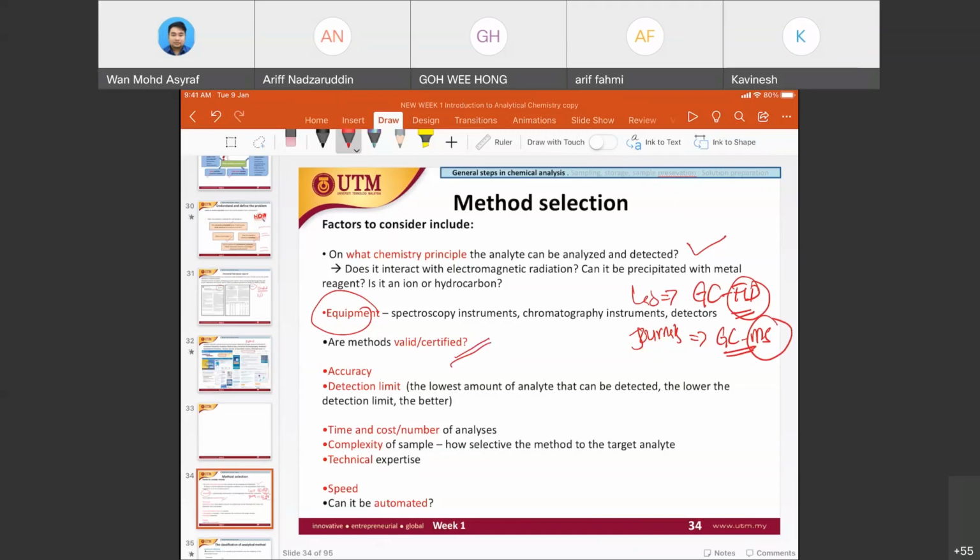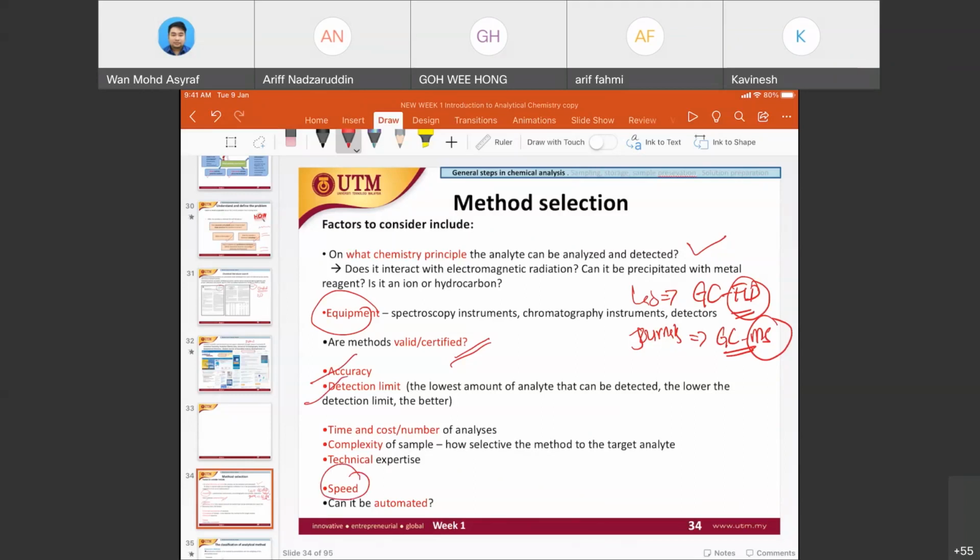Adakah method itu you dapat daripada supplier atau method you dapat daripada newspaper ke. So the validity, you need to consider lah. Okay. So all of this lah, accuracy, detection limit. So you need to ensure that when you find the method.